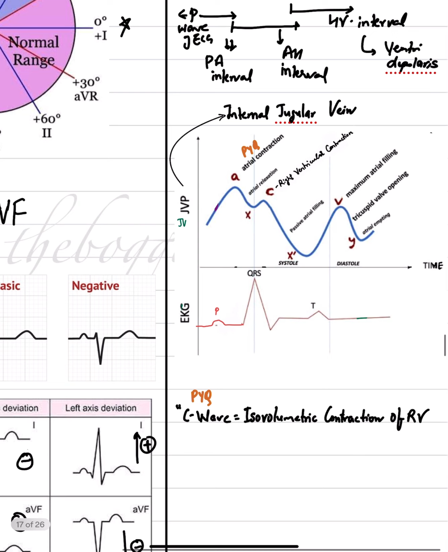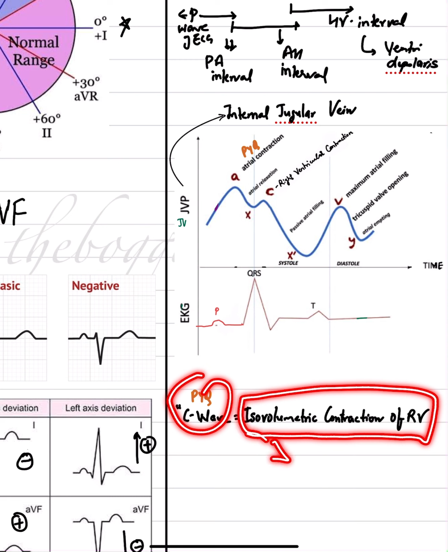Easy. This is the internal jugular vein. This is JVP. We can measure the JVP in the internal jugular vein, because it is more straight, easily accessible, and easily visible. In the PYQs, mostly the examiner asks about the C wave. What is the C wave? Isovolumetric contraction of the right ventricle.